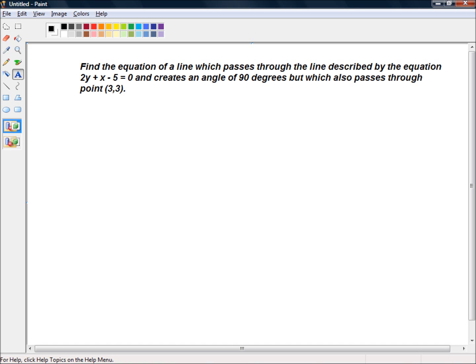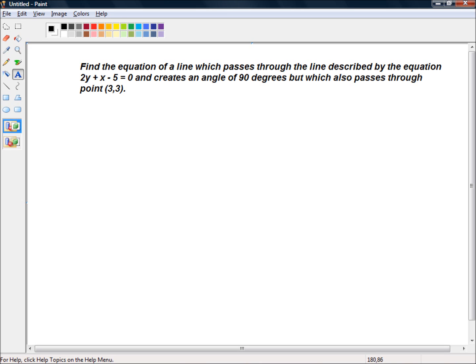Okay, then in this example we're told to find the equation of a line which passes through the line described by the equation 2y plus x minus 5 equals 0 and creates an angle of 90 degrees, but which also passes through the point 3, 3. Okay, so the first thing we need to do is deconstruct this sentence and try and figure out what we're being asked. We're looking for the equation of a line which passes through another line and creates an angle of 90 degrees. So we're looking for a line that's perpendicular to 2y plus x minus 5 equals 0. So if it's perpendicular, if we multiply the two slopes, they're going to come to -1.